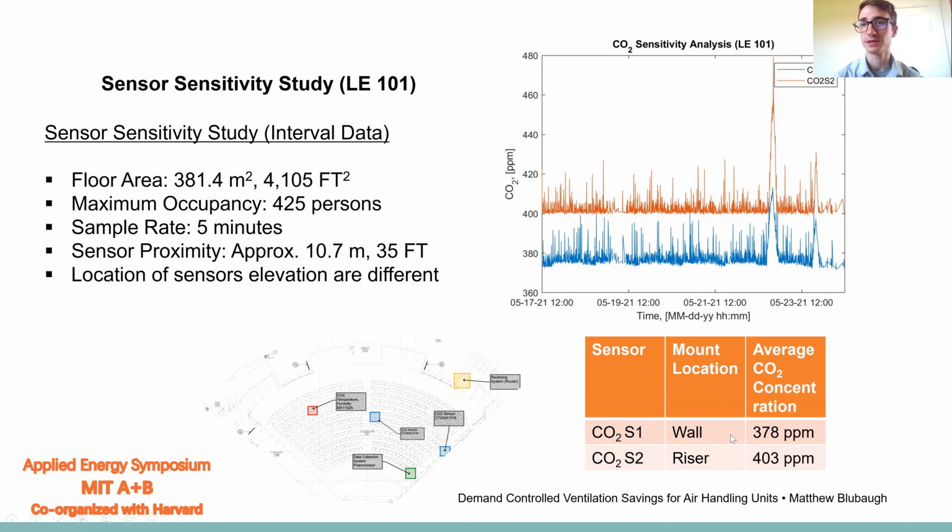However, the location of the sensors, the elevation, is different. One is mounted on a wall, one is mounted on the back of a riser, relatively low. And then looking at the trend data, we see this discrepancy in the magnitude of the CO2 being sensed by each sensor. They roughly follow the same trends. We see this peak here, and they both peak out at the same time. However, when it comes to averaging their concentration, it's very poor relative CO2 concentration that they're seeing.